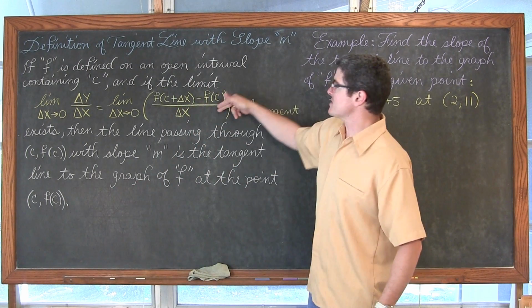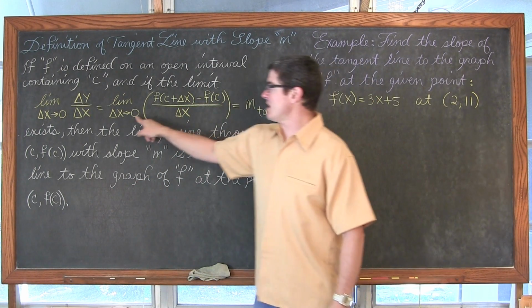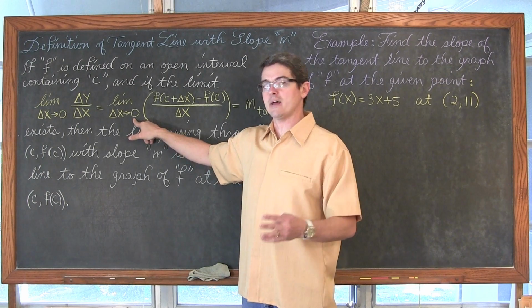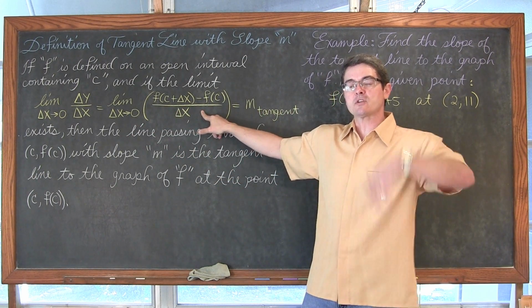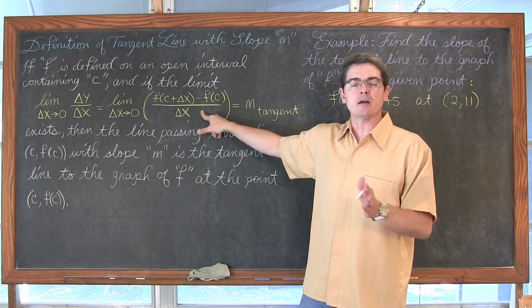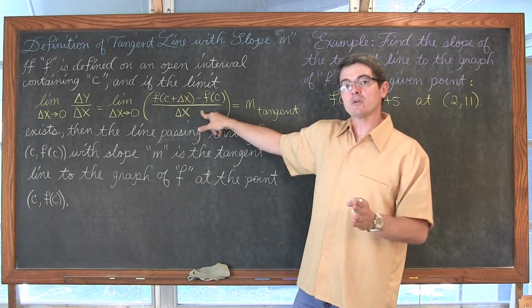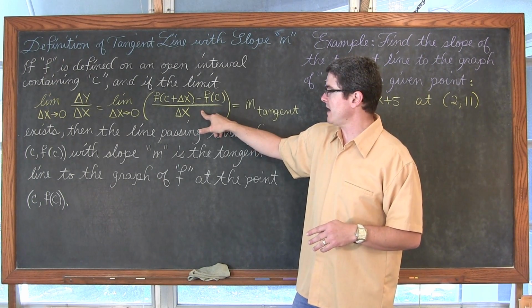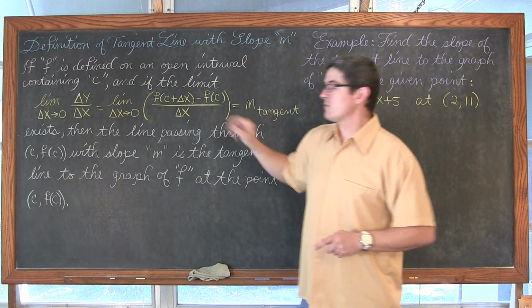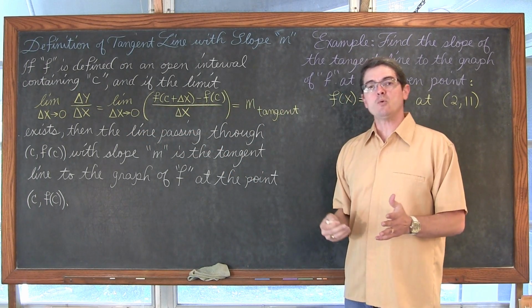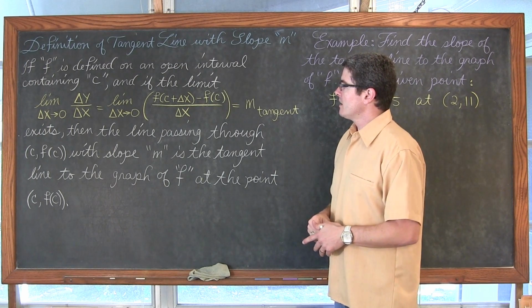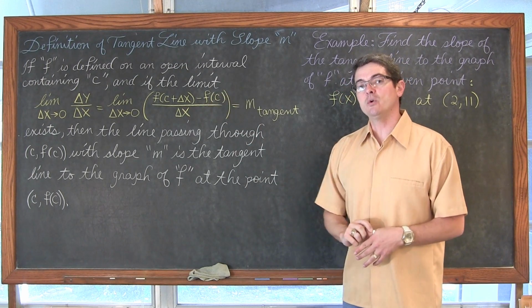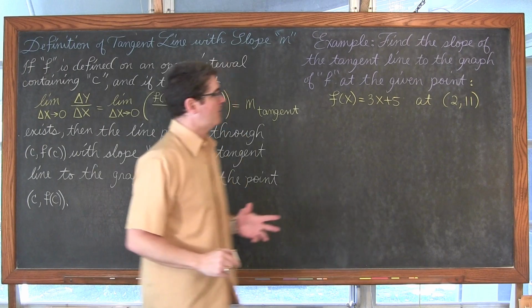Now it does say if this limit exists. We just talked about limits in the previous chapter. Maybe this ends up being undefined and just goes to infinity. That's going to identify the slope of a vertical line. We'll be doing examples of that later. The left and right hand limits may not be equal, whether there's a sharp bend or maybe the graph has a non-removable discontinuity at this value of c, which we're trying to figure out.